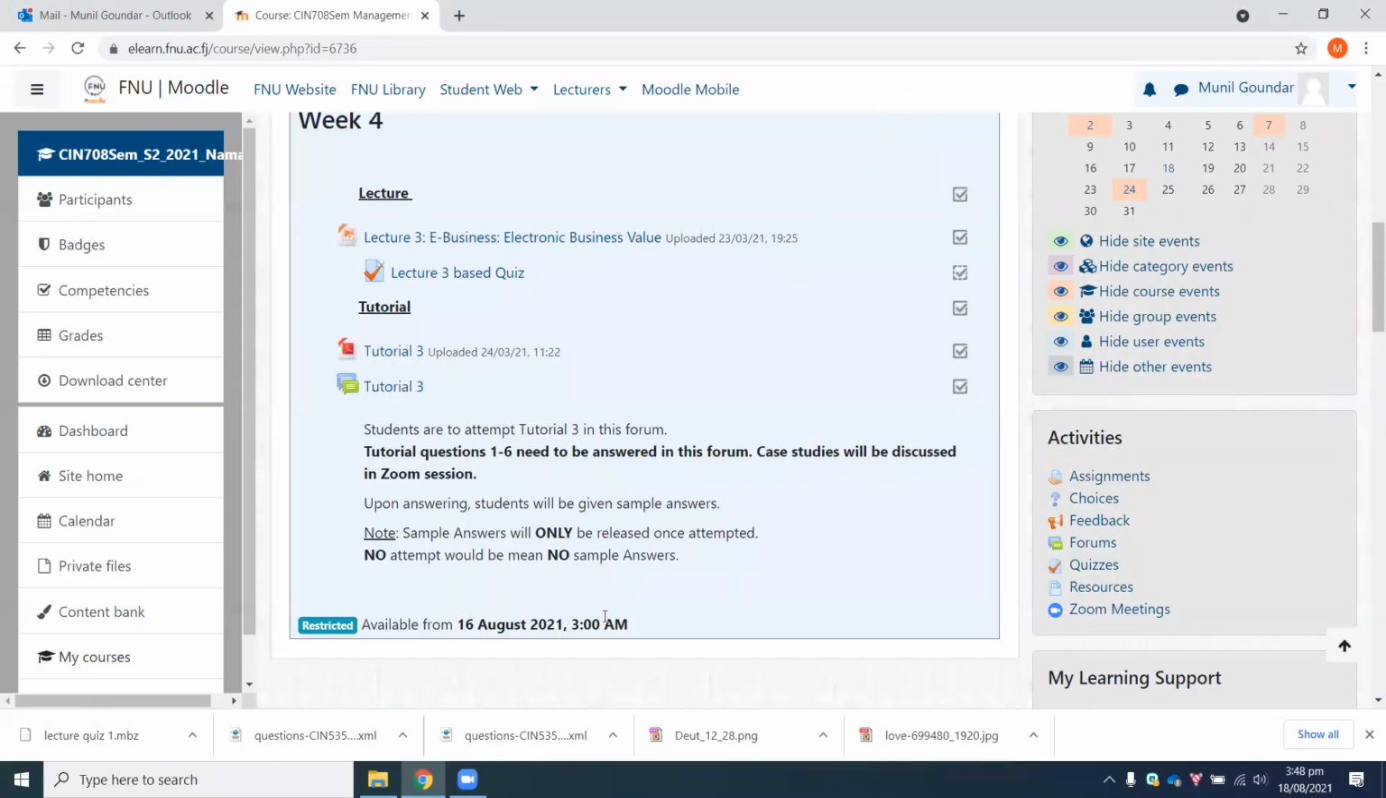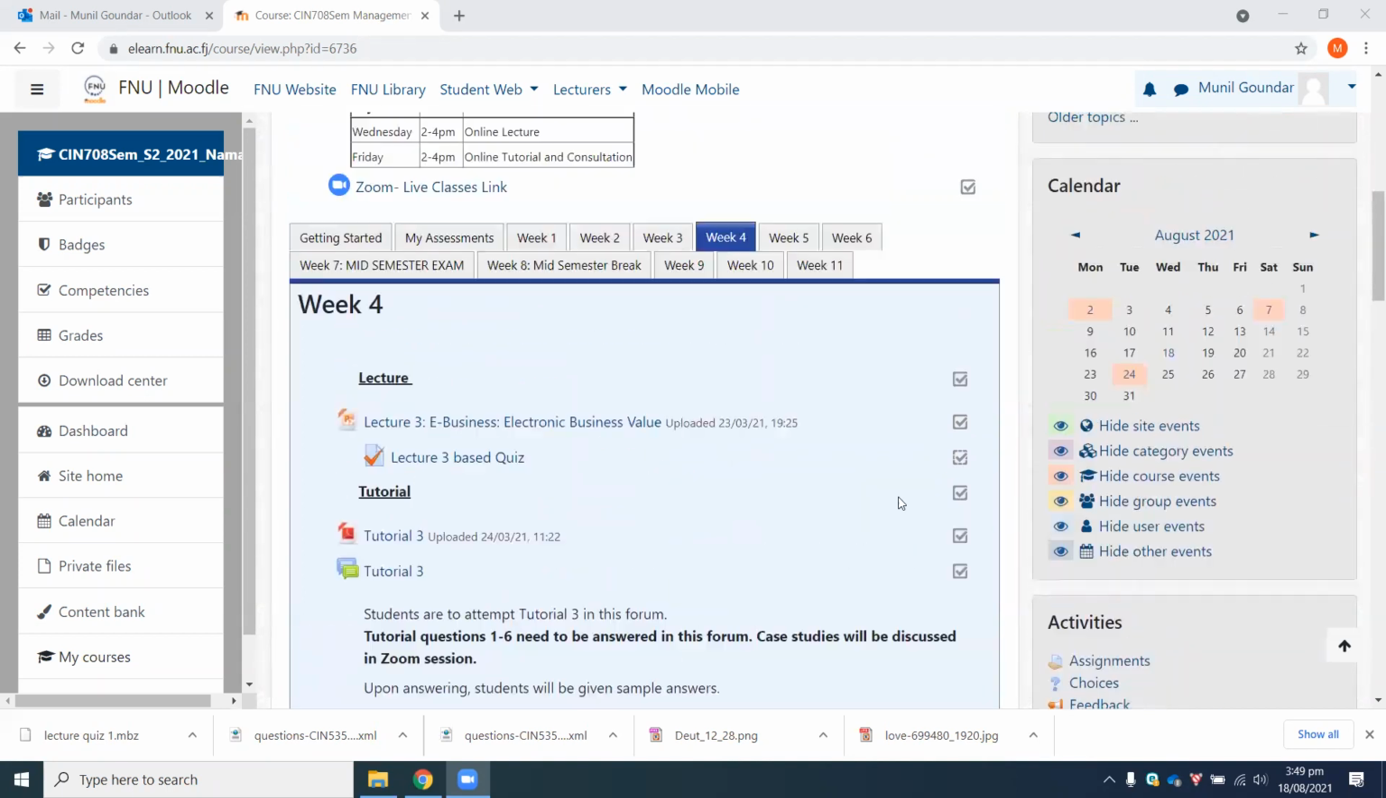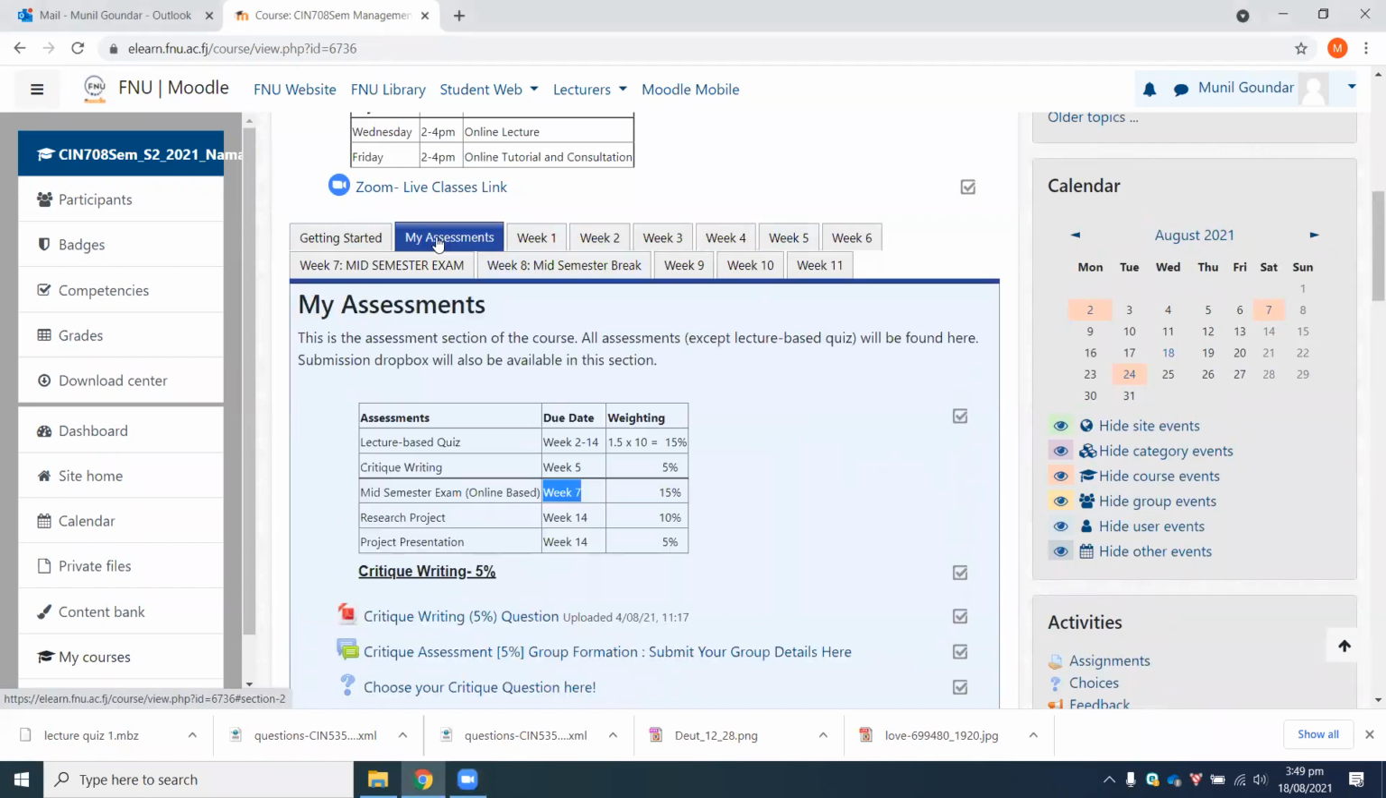Anyone has any questions or any queries? Sir, this is Shalini. I have one question. I think last week I joined late. How will our mid-semester exam be? How is it going to be, multiple choice or?